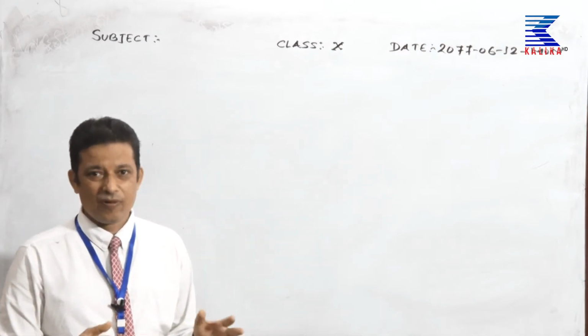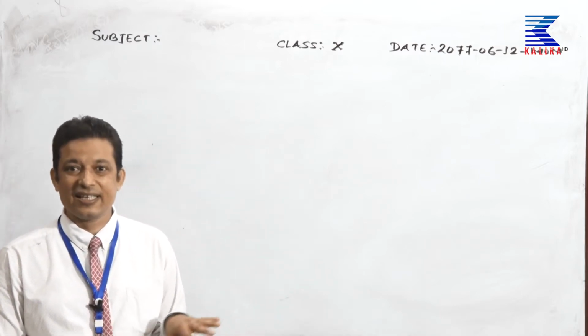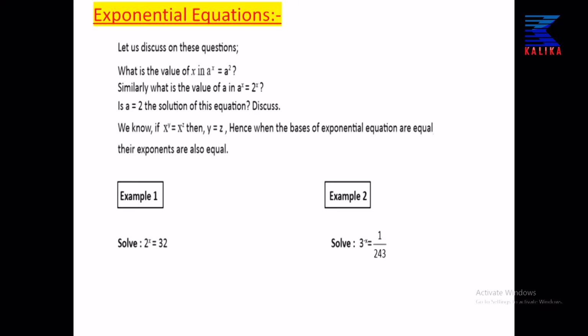So, before I start today's class, let me show you in the slide what we completed in the last class. Yesterday we started exponential equation, and an equation with a variable in the exponent is known as an exponential equation. If x to the power y is equal to x to the power z, then y equals z.